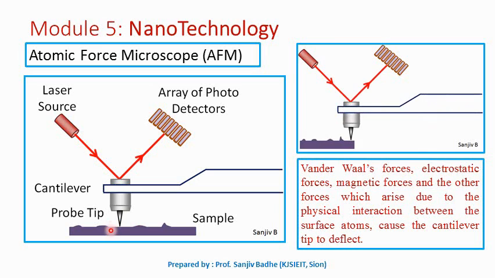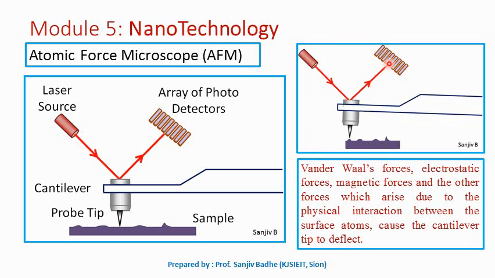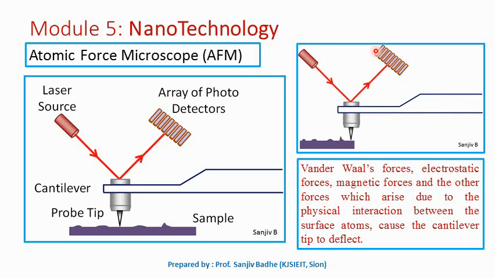When this cantilever tip is brought into the proximity of the sample surface, forces such as van der Waals forces, electrostatic forces, magnetic forces and other forces which arise due to physical interaction between the surface atoms cause the cantilever tip to deflect. So this is how the cantilever tip will be deflected, and as the cantilever tip is deflected, the angle of the mirror will change, and depending on the change in angle, the reflected light ray will change direction, and accordingly the reflected light rays will be collected by different photodetectors in this array of photodetectors.